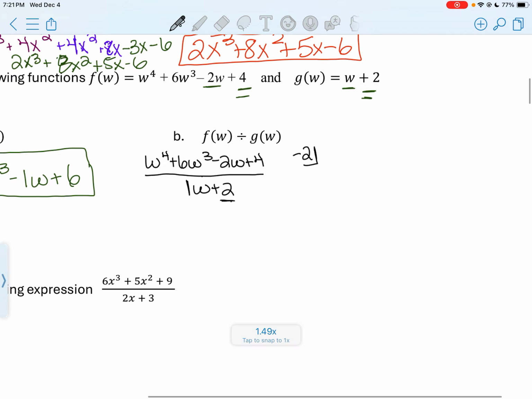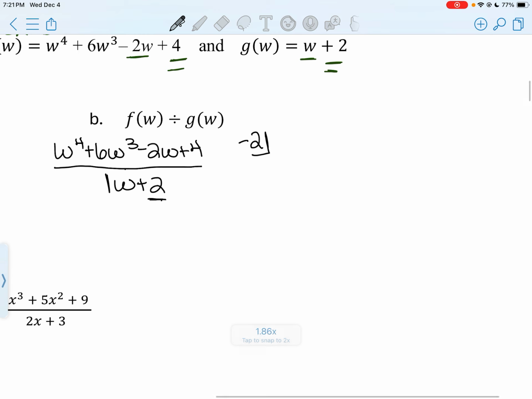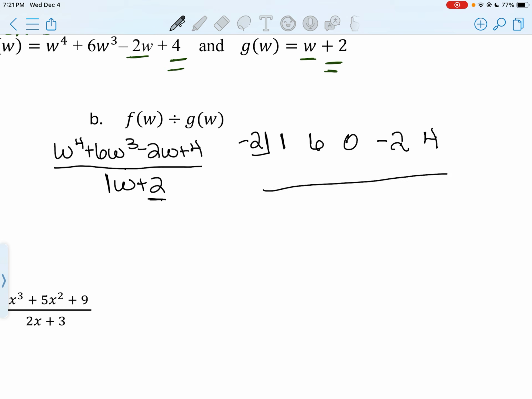So you have a 1w to the 4th. So we have a 1. We have a 6w cubed. We put down a 6. I'm missing a w squared. There is no w squared. So we're going to put down 0 for w squared. I have a negative 2w. Then I have a 4. Bring down the first number. That is a 1. 1 times negative 2 is a negative 2. Then we're going to add our columns.